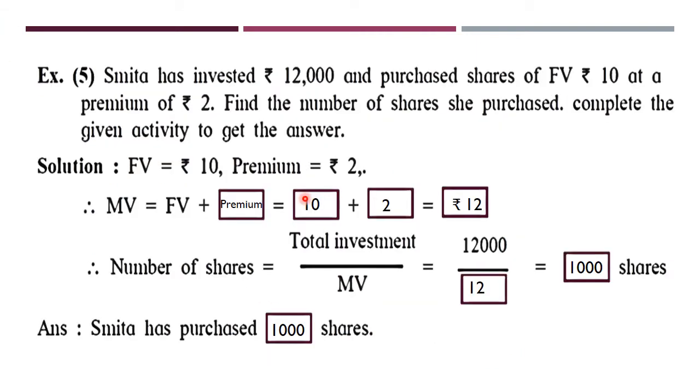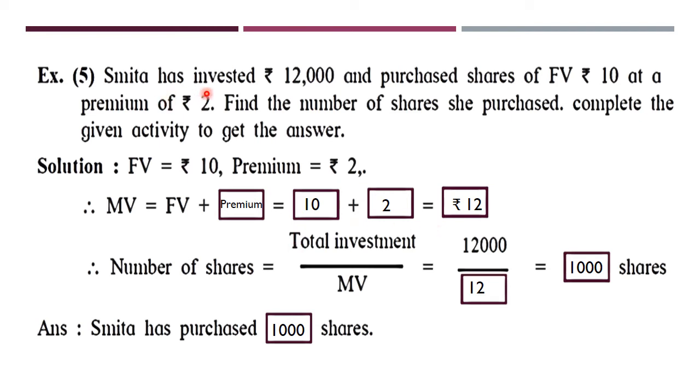This is the fifth example. Smita has invested ₹12,000 and purchased shares of face value ₹10 at a premium of ₹2. Now find the number of shares she purchased and complete the given activity to get the answer. So the solution is given as an activity. You just have to fill in the blank spaces.